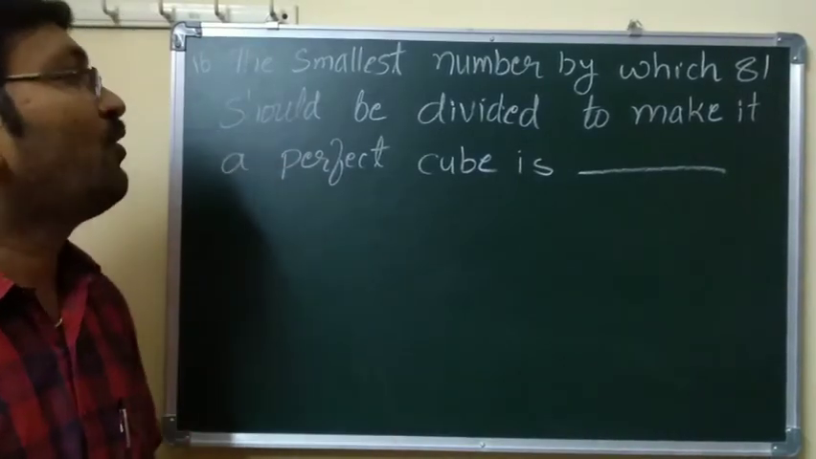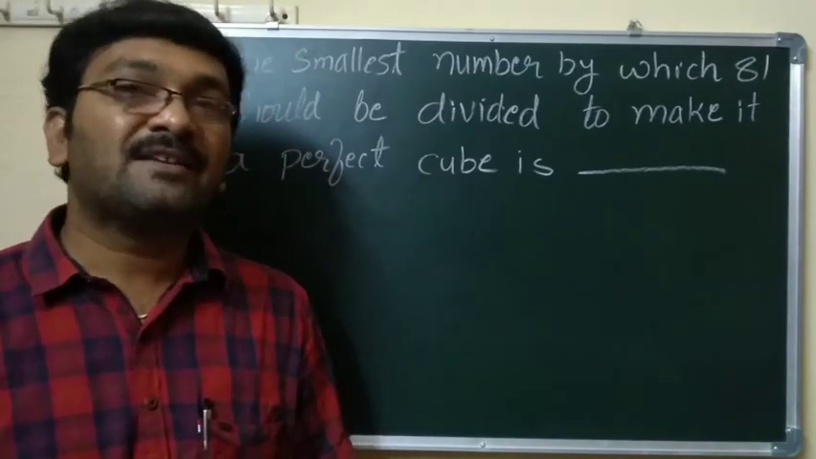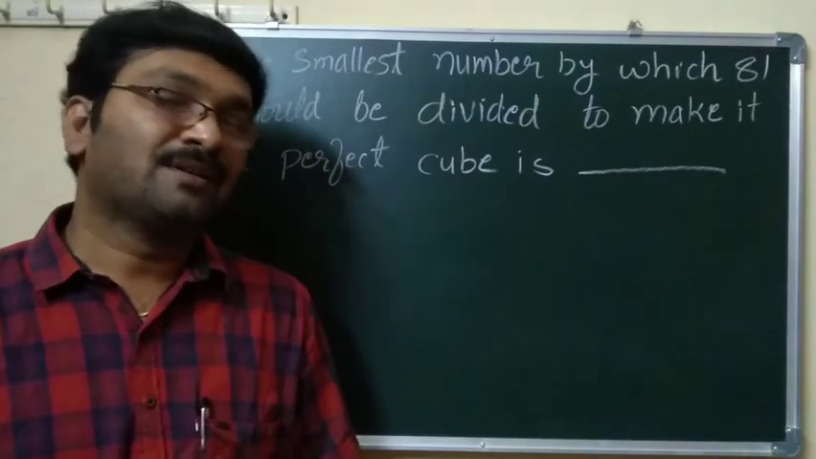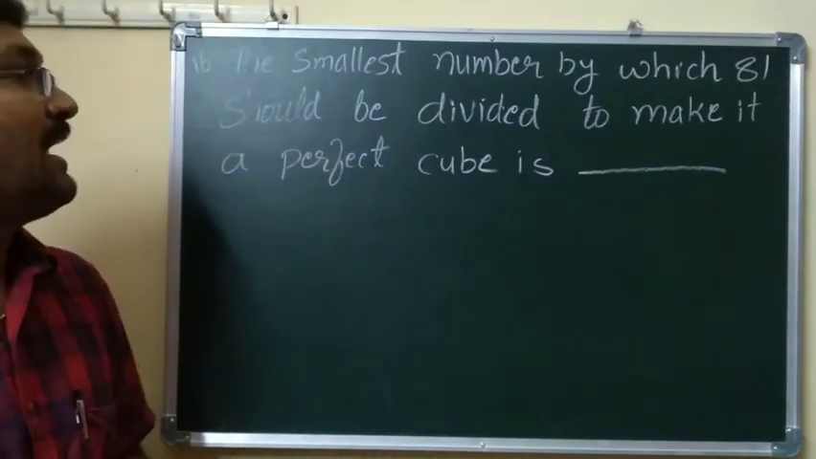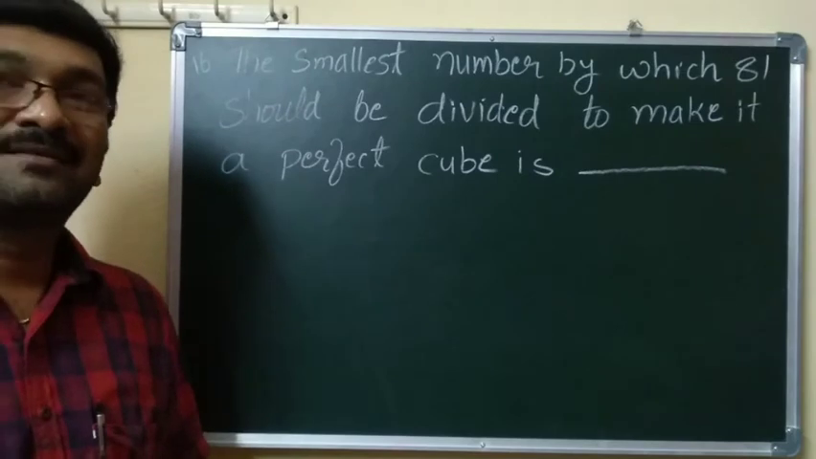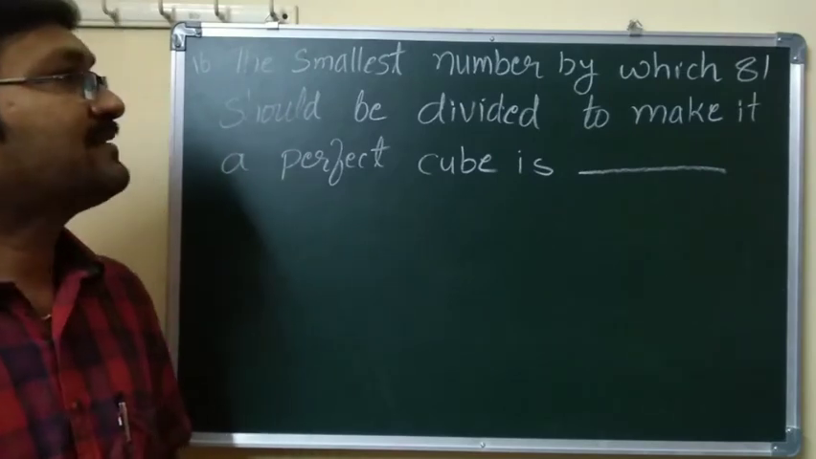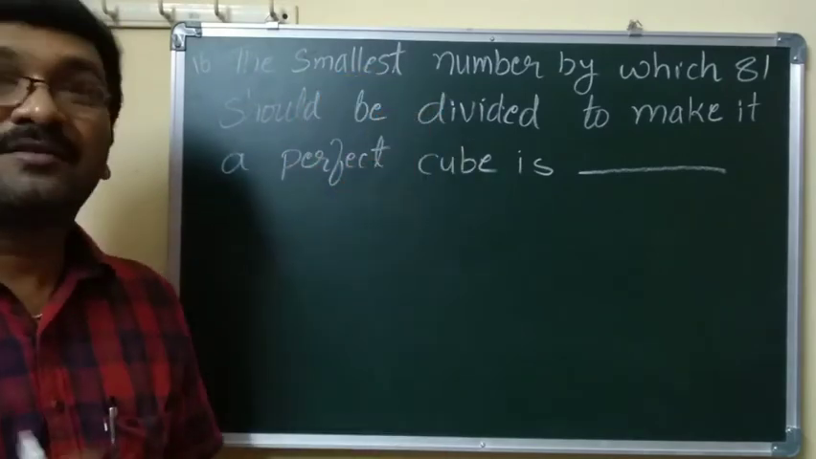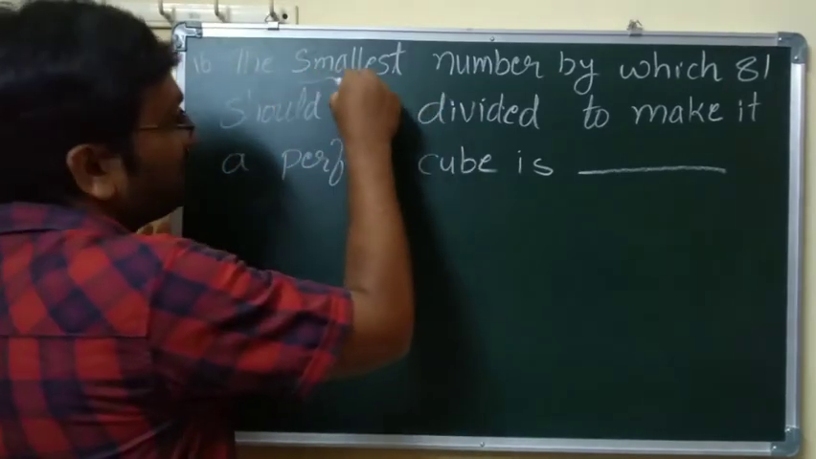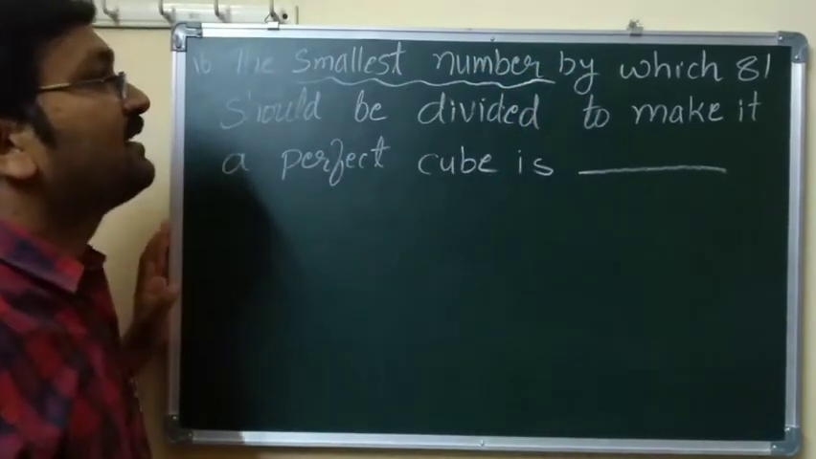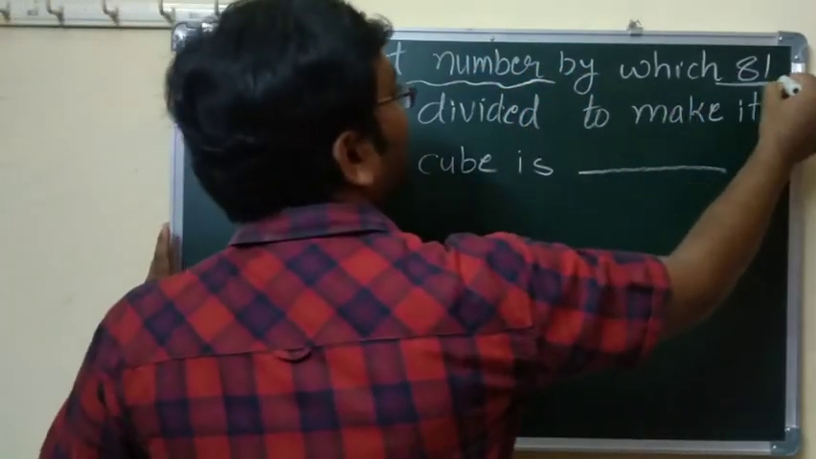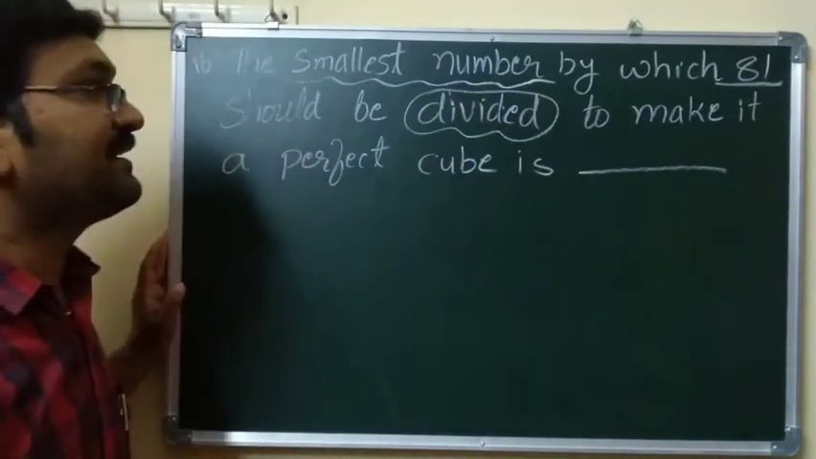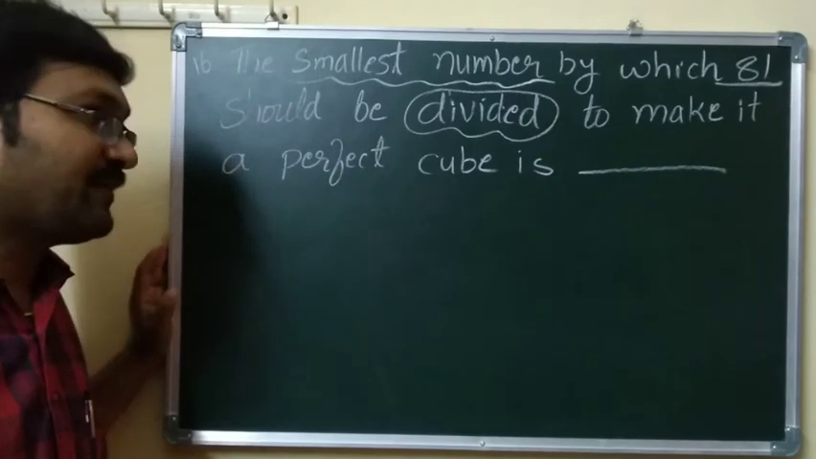16th question: the smallest number by which 81 is divided to make it a perfect cube. So how can we find this? In the question itself is the logic. You have to remember that the smallest number is 1 point, which the question is. And the next hint is divide to make it a perfect cube. What do you want to do?